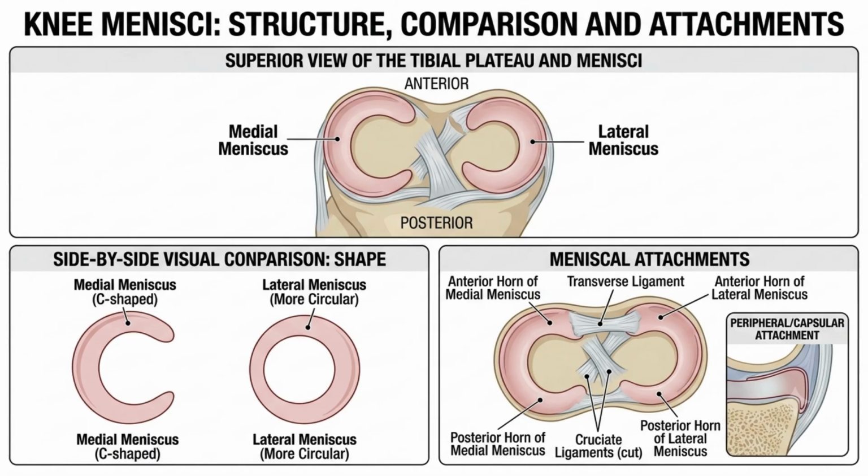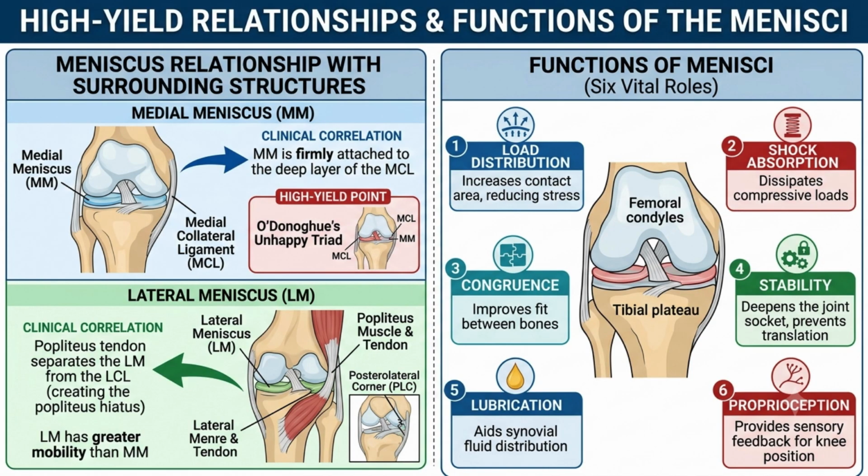Now we come to one of the most important structures of the knee, the menisci. There are two, the medial and lateral menisci. They sit between the femoral condyles and tibial plateau. From above, the medial meniscus has a more C-shaped appearance, while the lateral meniscus is more circular. Their primary role is to improve the congruence between the femur and tibia, but they do much more than that. They help distribute load, absorb shock, contribute to stability, assist lubrication, and provide proprioceptive information.